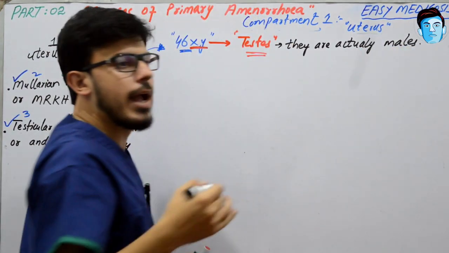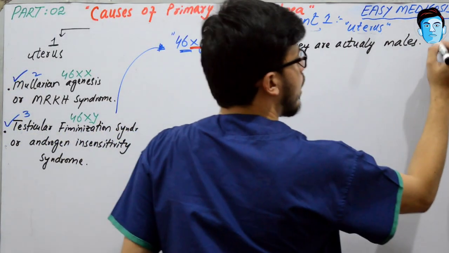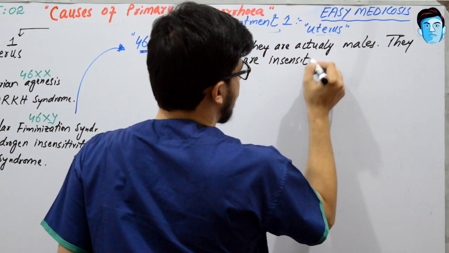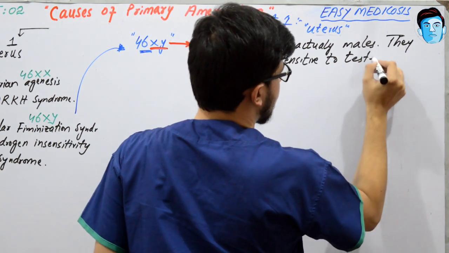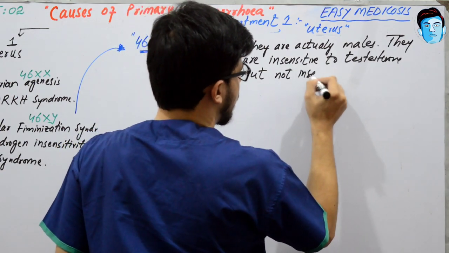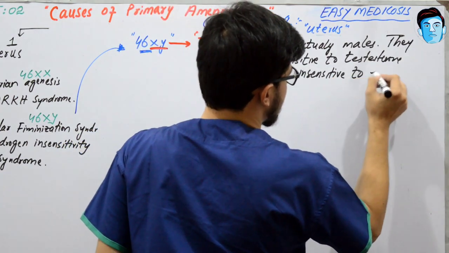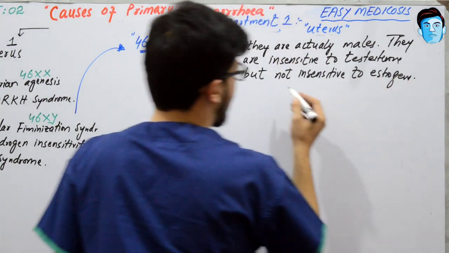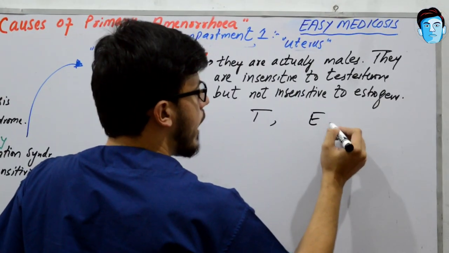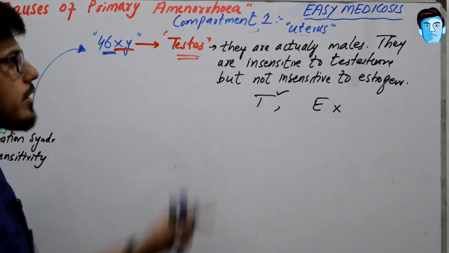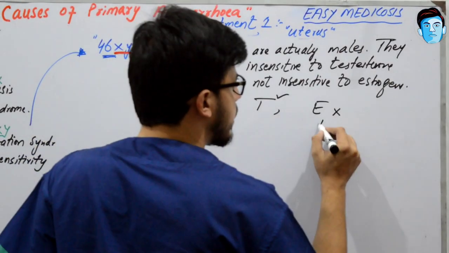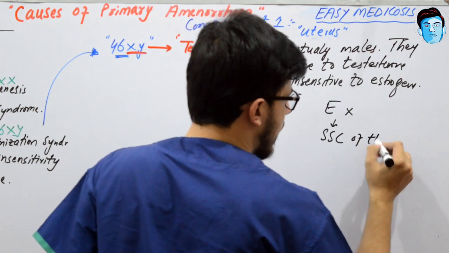They are actually males, and they are insensitive to testosterone, but not insensitive to estrogens. They are insensitive to testosterone, but they are not insensitive to the estrogen, and that's the reason these patients were likely presented with the secondary sexual characteristics of the females.